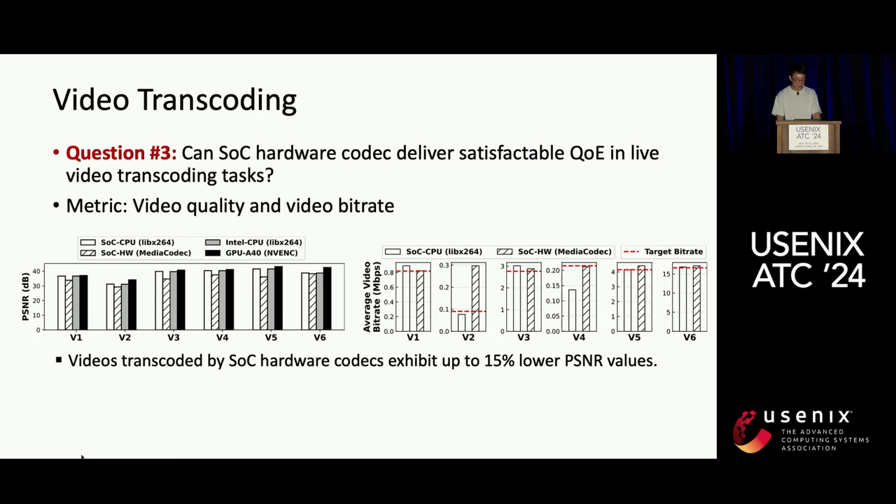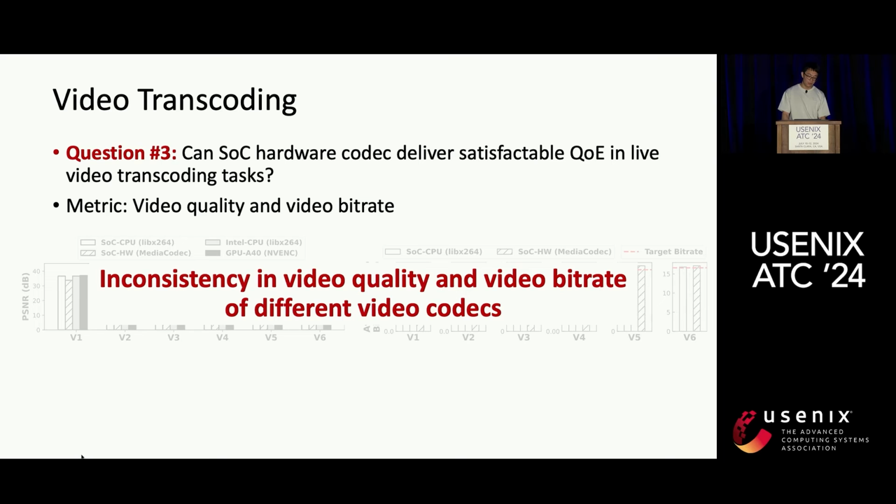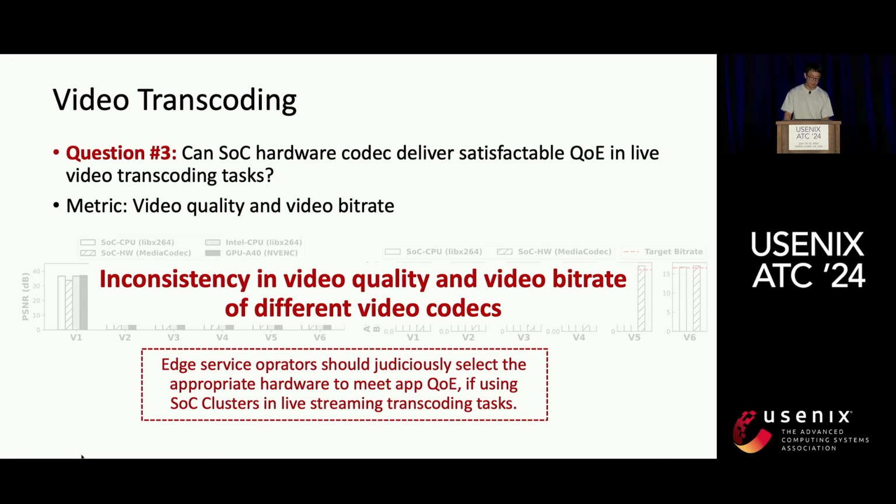As for the bitrate, we can see the SoC hardware codecs struggle to meet a relatively low bitrate cap, like we can see in the V2, because the red dashed lines represent the target bitrate. So we can observe the inconsistency in video quality and video bitrate of different video codecs. So this means the edge service operators should judiciously select the appropriate hardware to meet the application QoE if they're using the SoC clusters in live streaming transcoding tasks.